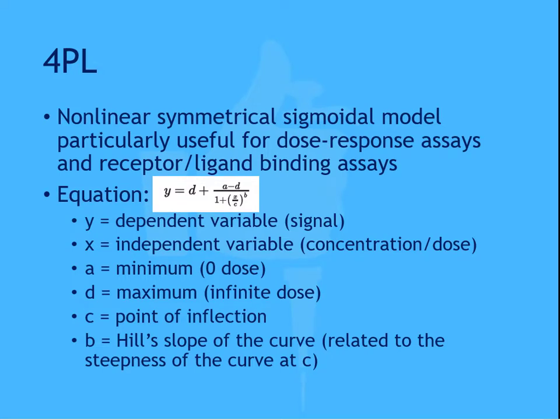A represents the value at a minimum or zero dose, D represents the value at a maximum or infinite dose, C is representative of the point of inflection. This is the point around which this curve method assumes its symmetry, and B is Hill's slope of the curve, which is related to the steepness of the curve at the inflection point.